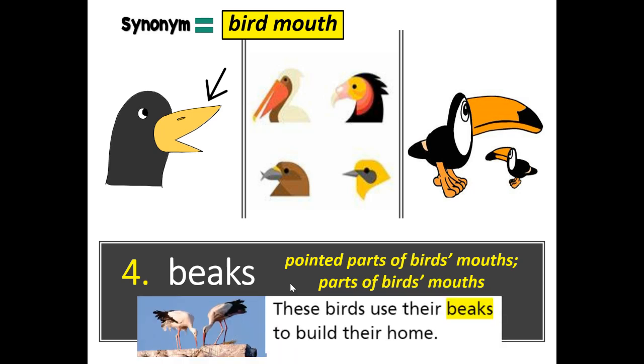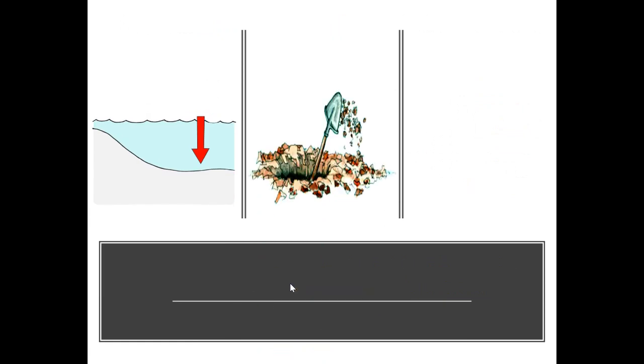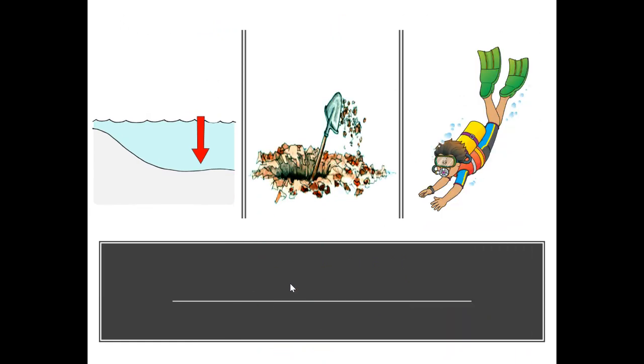These birds use their beaks to build their home. Think about it. How do birds use their beaks to find food? So make sure you've written beaks. A synonym is bird mouth. And then you can push pause to draw a quick sketch or do that at the end of the lesson. Number 5, what do you notice or see? I notice or I see.